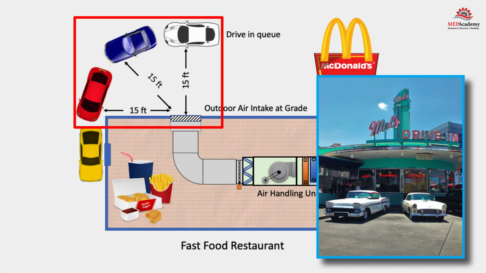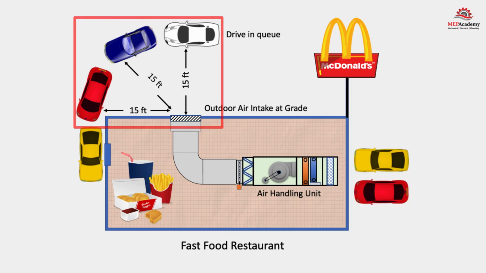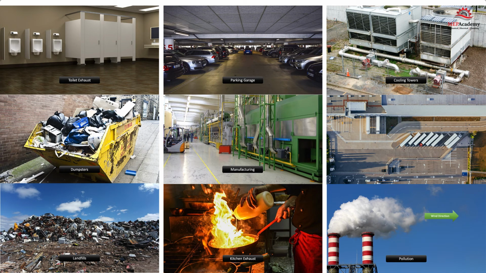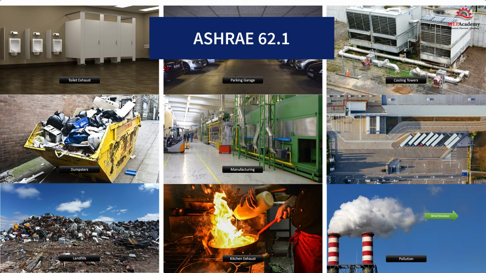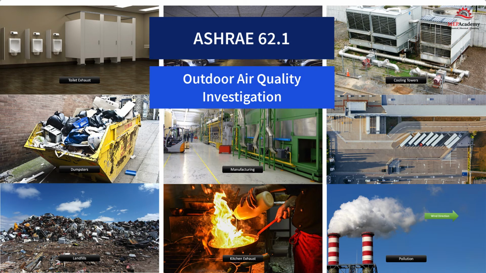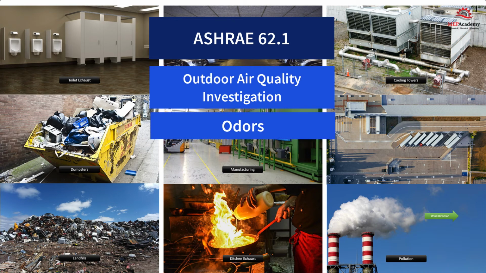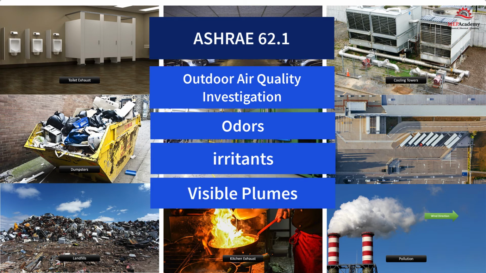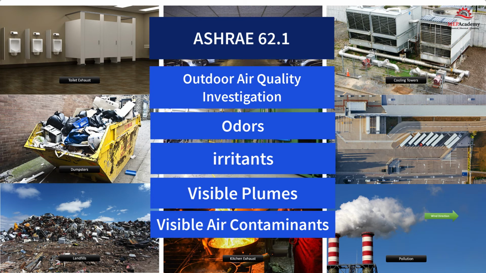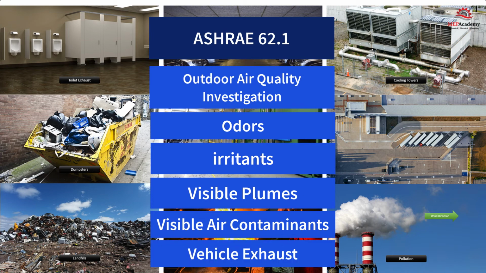When locating outside air intakes, it's important to consider the possible sources of contaminants from the surroundings. ASHRAE 62.1, 2019, 4.3 requires an outdoor air quality investigation to be conducted and documented. The survey should document any observation of odors, irritants, visible plumes, visible air contaminants, and include description of sources of vehicle exhaust on site and from adjoining properties.